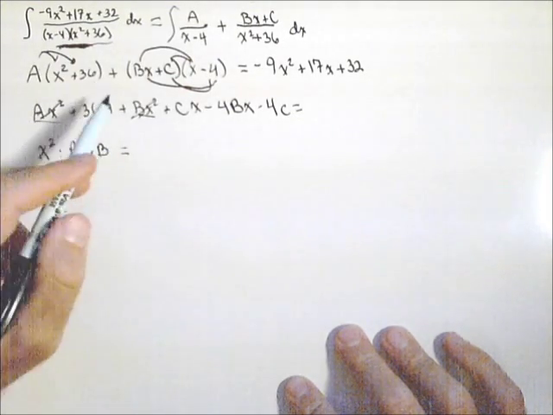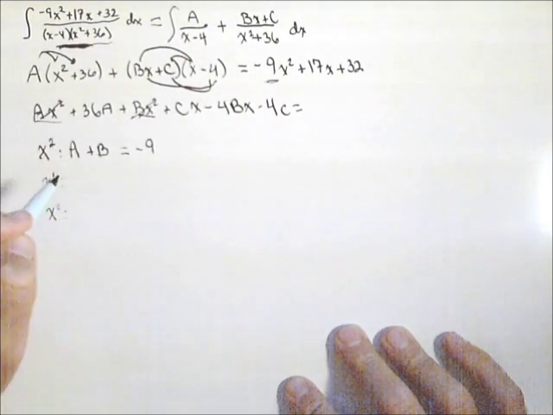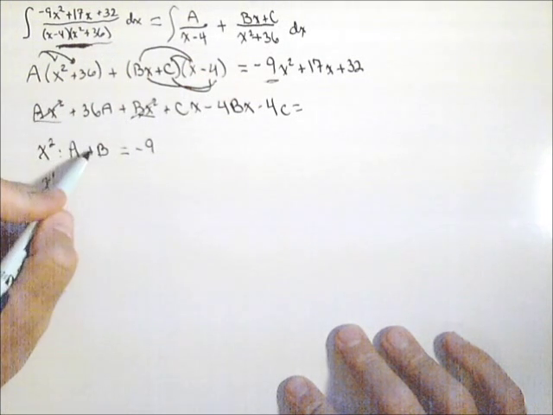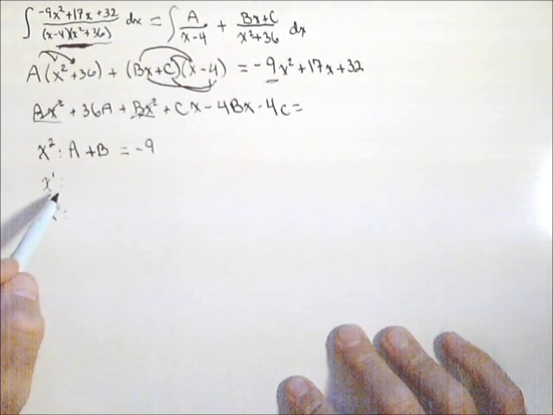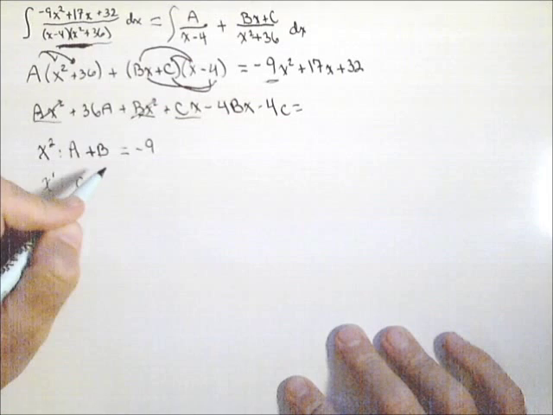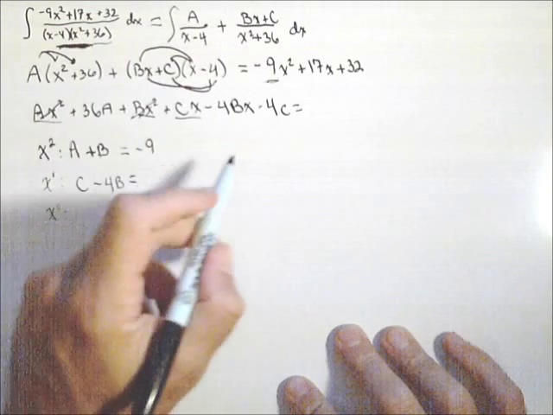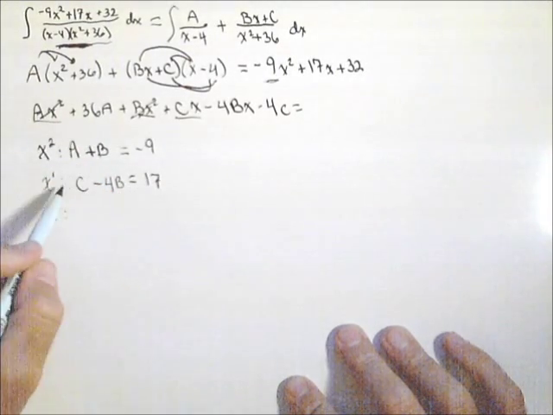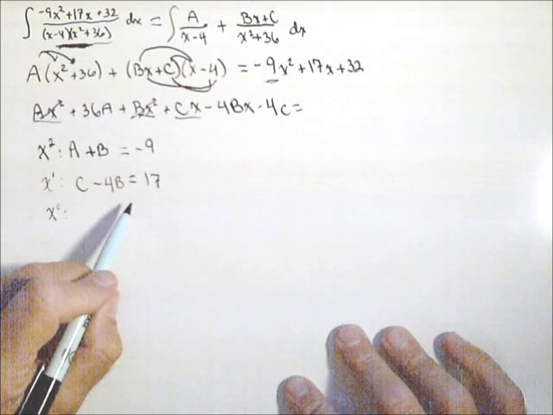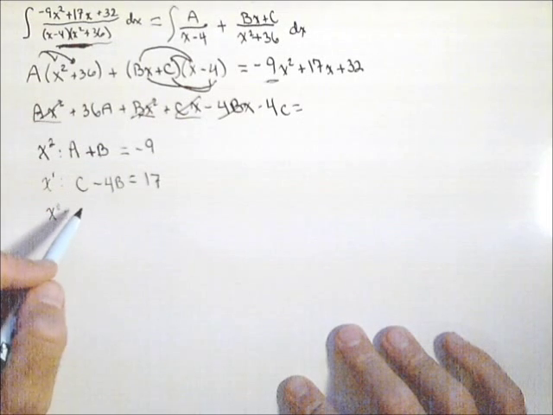Now what does that have to equal? Well, in order to equal this left-hand side, they must be equal to negative 9. That's our first equation. Now we're going to do the same thing for x terms. There's not many x terms here, so we have positive C minus 4B equals 17. Notice I don't put the x's in. They're represented over here. I'm just looking to solve these coefficients, and I'll show you how we can do that with a matrix once we have it set up.